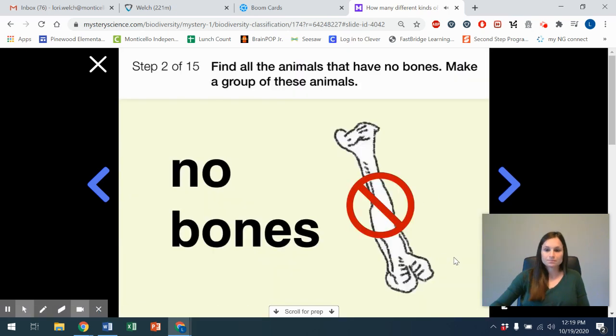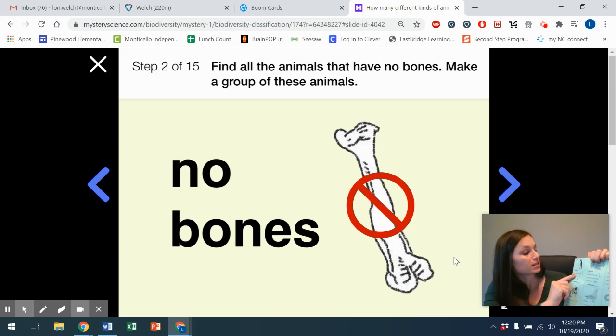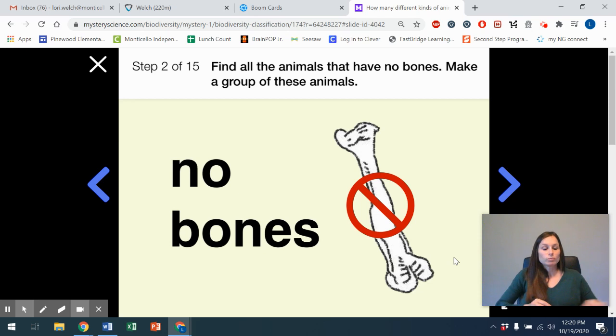Now, using your animal cards, find all the animals that have no bones. Put those animal cards near each other into one group. All right, look through all of your cards and see if you can find all of the animals that have no bones. You can tell which animals have no bones by looking at the characteristics. So, for example, a penguin has bones inside its body. A spider doesn't have any bones at all. Put the animals with no bones in one category.